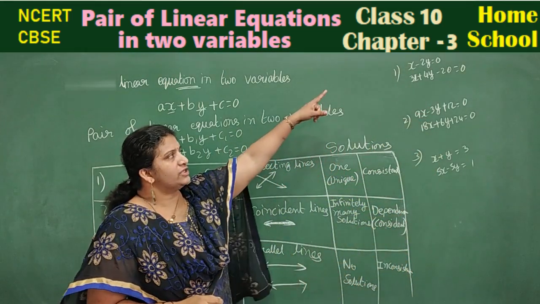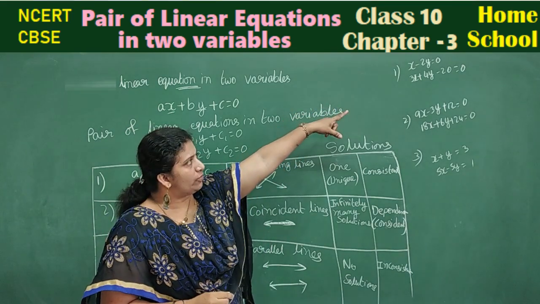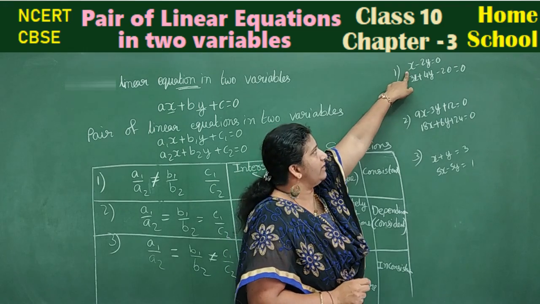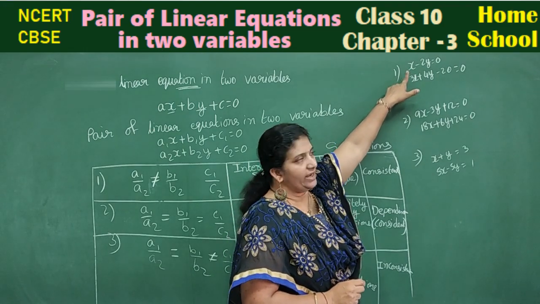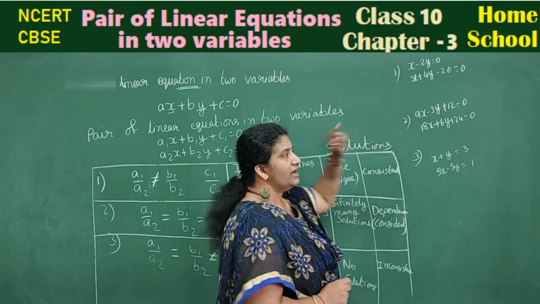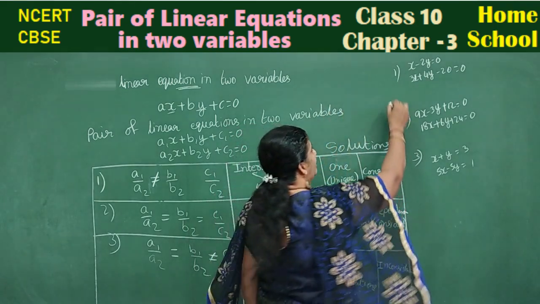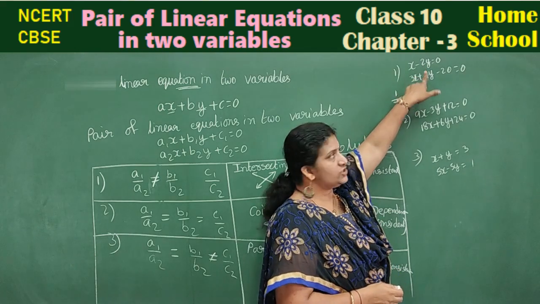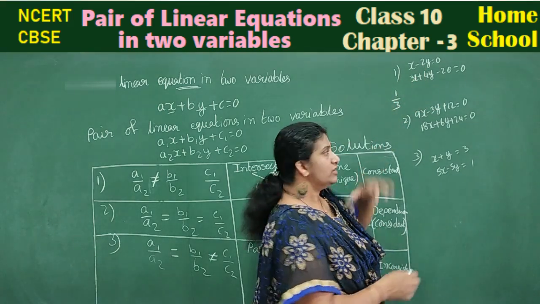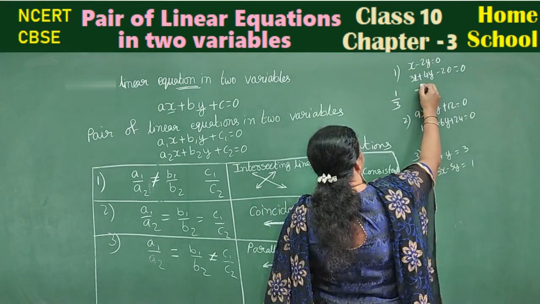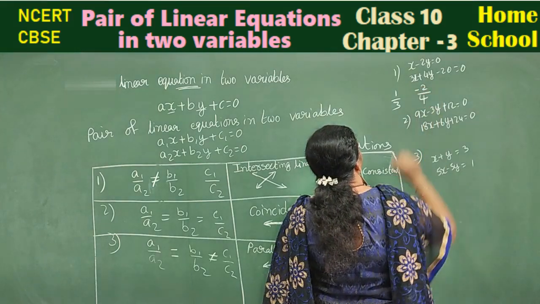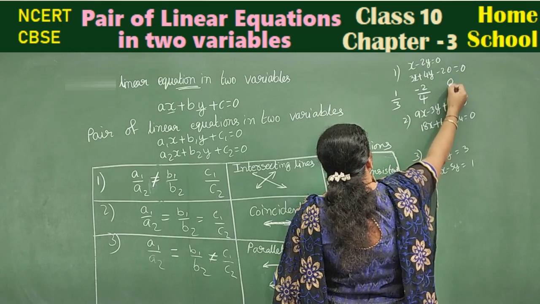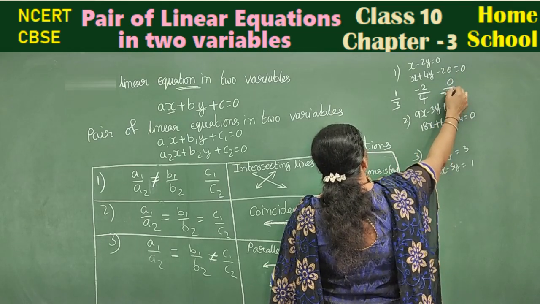Okay, observe the pair of linear equations in two variables. Observe the numerical coefficients here. a1 value is 1, a2 value is 3. Write the ratio 1 by 3. And now here b1 is minus 2, b2 is 4. So minus 2 by 4. And coming to the constant, nothing there, so 0 by minus 20.